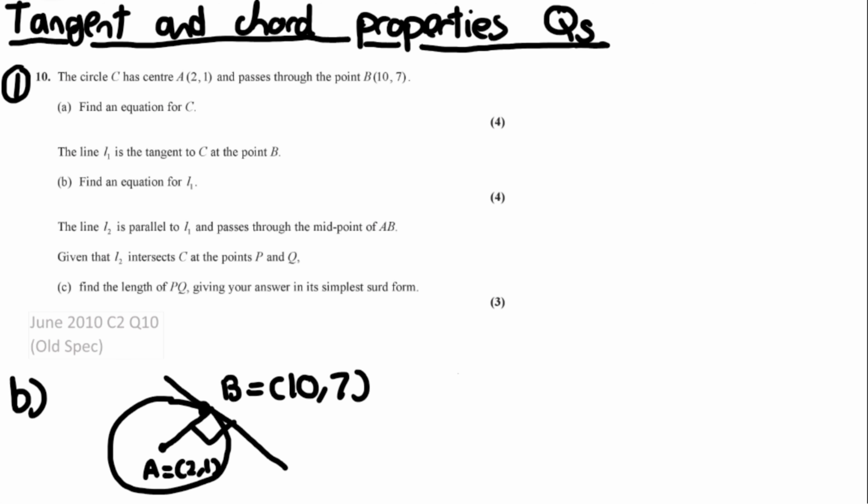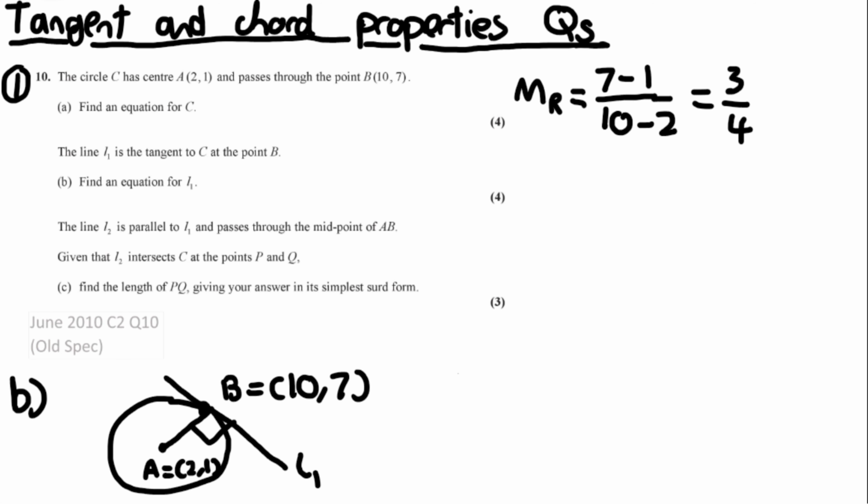So this is the diagram of what we're working with, and we need to find the equation of L1, which is this line here. So how can we approach this? Well, we can find the gradient. Remember how we did it before? We can find the gradient of the radius because we have 2 points on the radius, the centre and the point B, which is also on the radius. So we can say that the gradient of the radius is going to be (7 - 1) over (10 - 2), which if you put into a calculator is equal to 3 over 4.